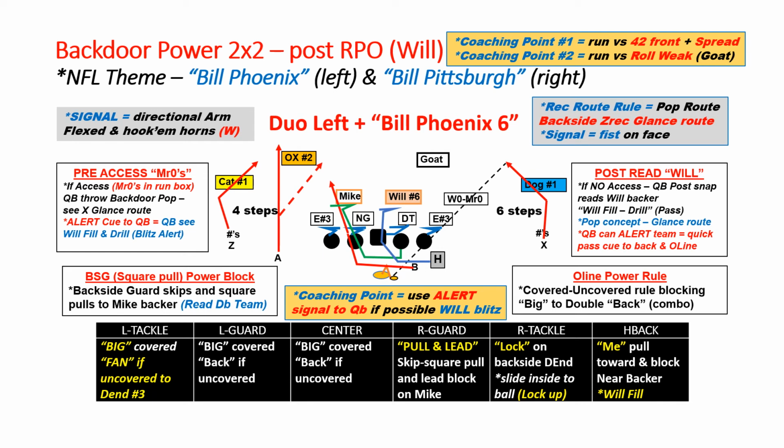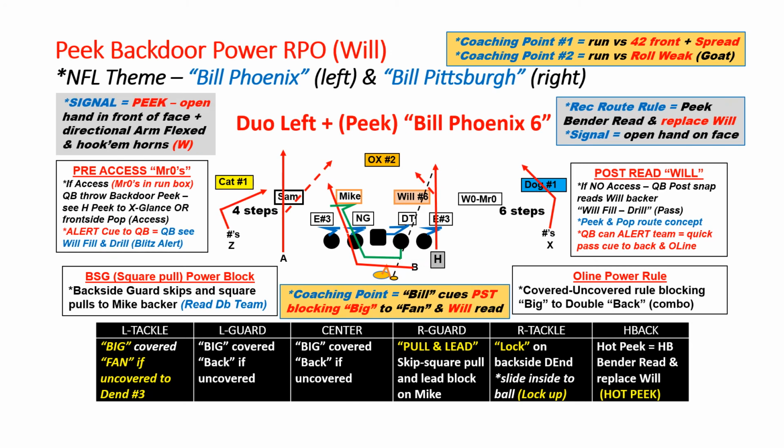Again, the quarterback can do a pre-snap look if he has access, meaning he has one defender, as the diagram shows here, against the two receivers, the Z and A, towards the call. He's still going to read the Will backer, but he can come back and throw to the two receiver side. Again, this would be a Bill Phoenix, and the change in the signal is we use directional arm and fist, or arm flexed, but now we add a hook at horns versus a fist. That's a Bill signal.